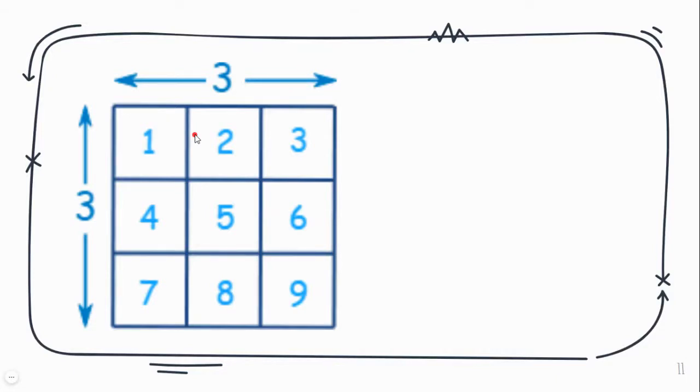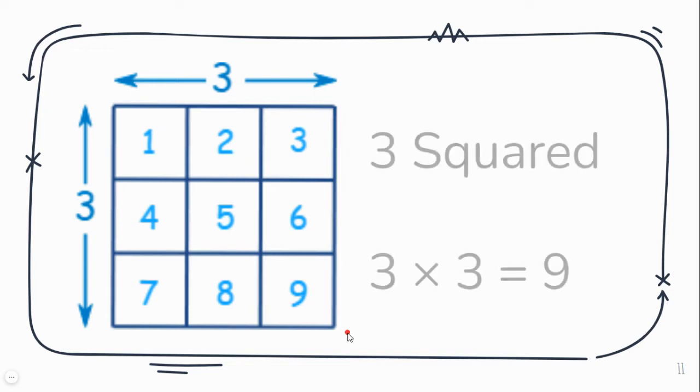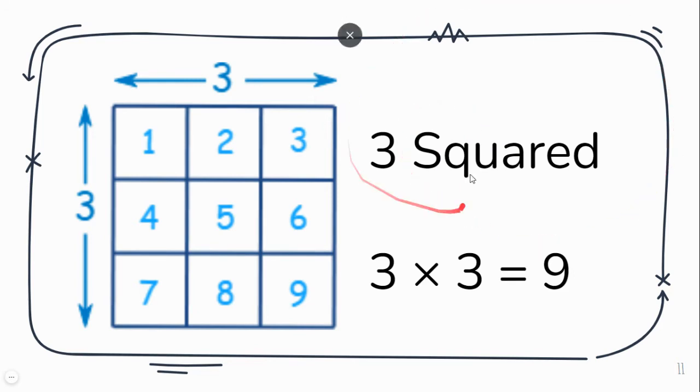Okay, as you can see, a box with 9 numbers over there, you can see that there are 3 numbers on this side, 3 numbers on this side. Okay, and when I multiply 3 with 3, I'm going to get the total number of cubes over here, which is going to be 9. So, what does this mean? If I have 3 squared, I have 3 raised to 2, that means I'm multiplying it with itself. It's going to give me the answer as 9.